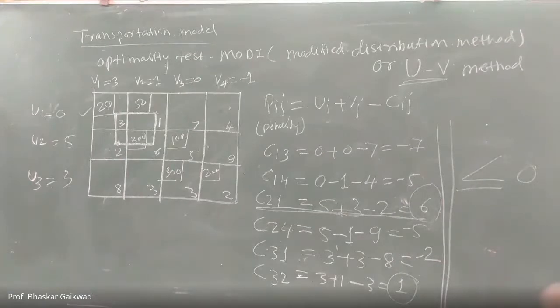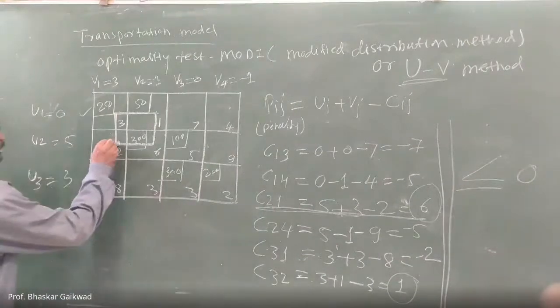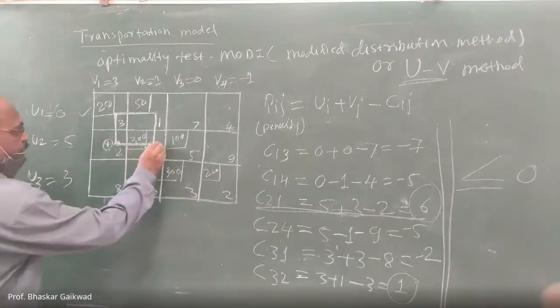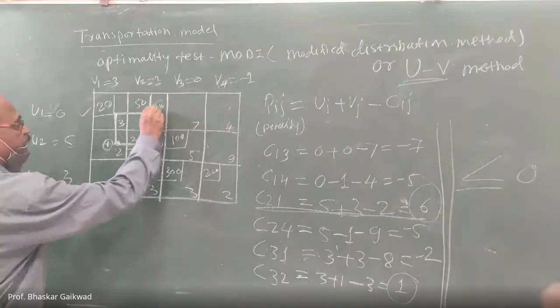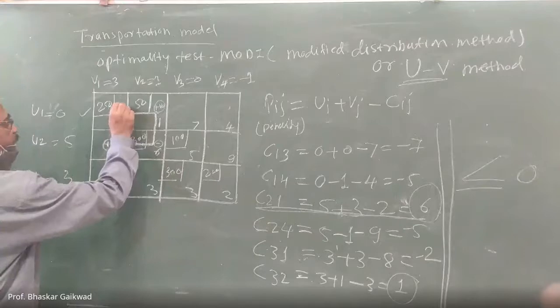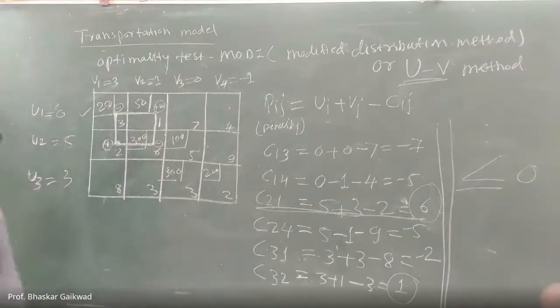After that you can write plus, minus, plus. So this point is plus, this is the minus, this is the plus, and this is the minus.